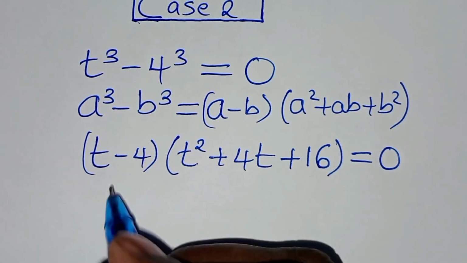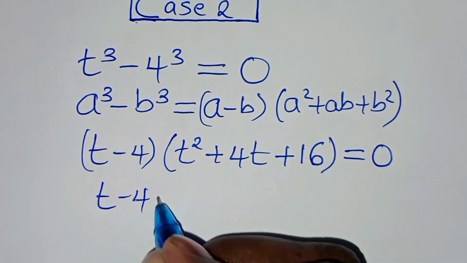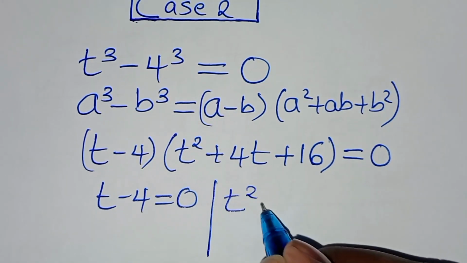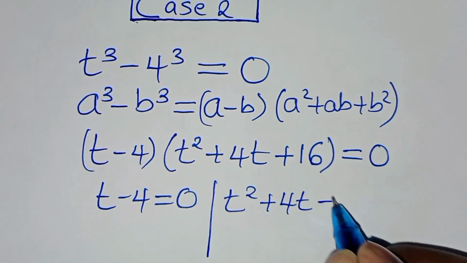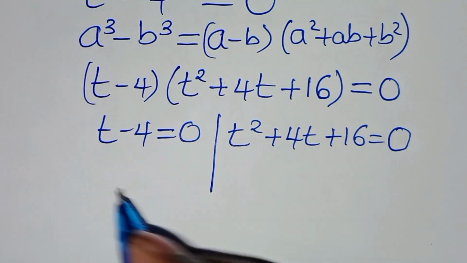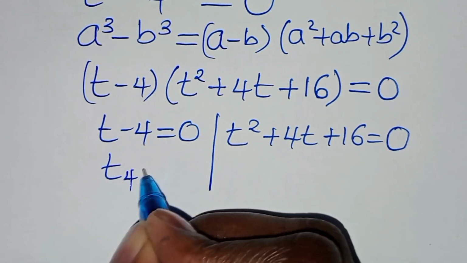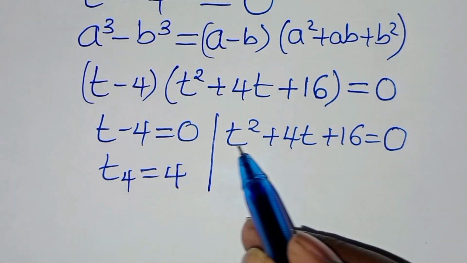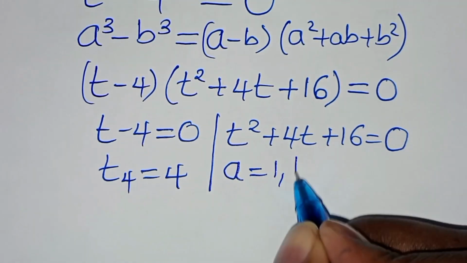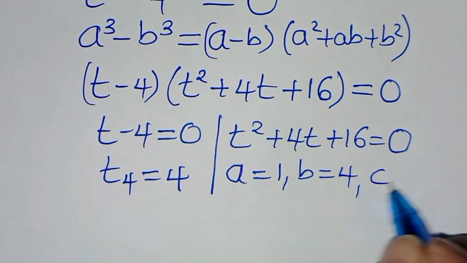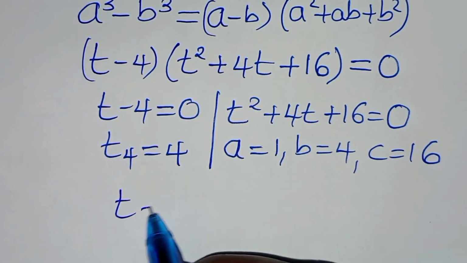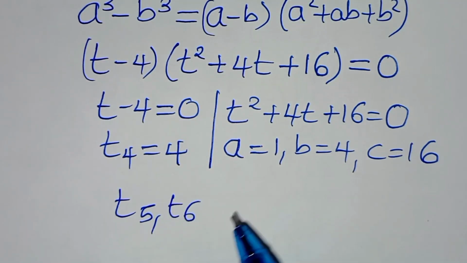We have two parts here. The first part is t minus 4. This is equal to 0. The second part here, this is t squared plus 4t plus 16. This is equal to 0. So from the first part here, t4, this is equal to 4. The next part here, we have a quadratic equation with a equal to 1, b equal to 4, and c equal to 16. So for t5 and t6, let's apply the quadratic formula.